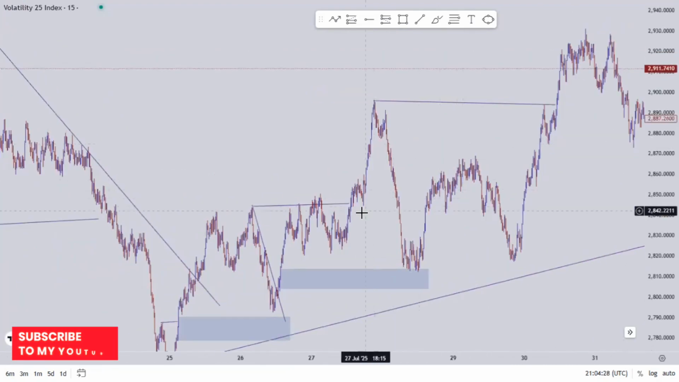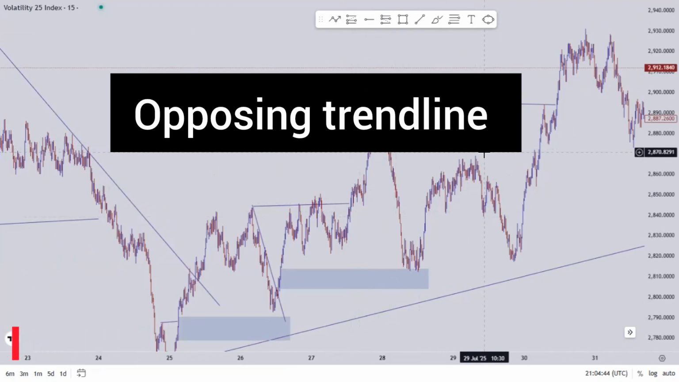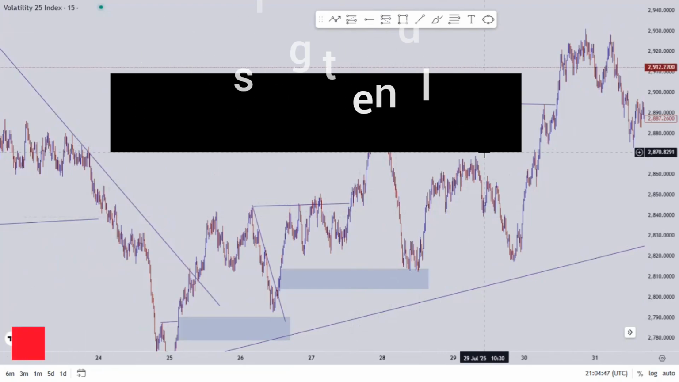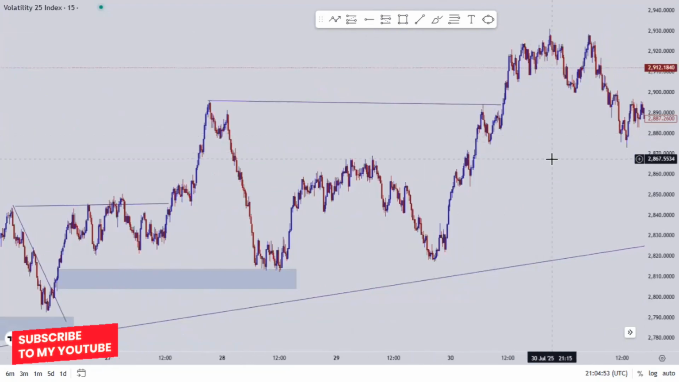So since I was not opportune to take this position, where will I enter this particular trade from? All what I was waiting for is I needed a simple retracement, a simple pullback. Then I will drop my opposite trend line on this 15-minute time frame. I'll patiently wait for a change of character along with the break of my trend line. Then I'll just simply enter.